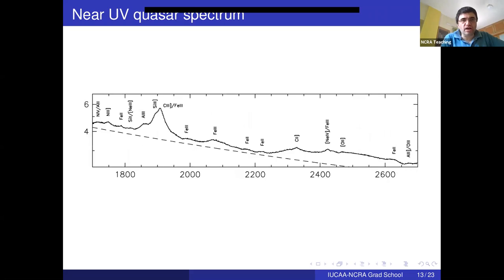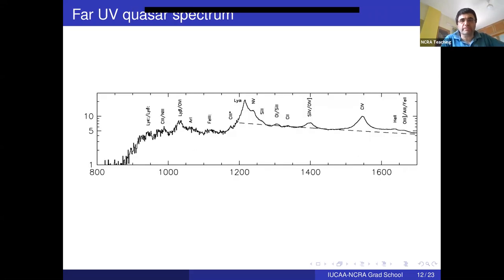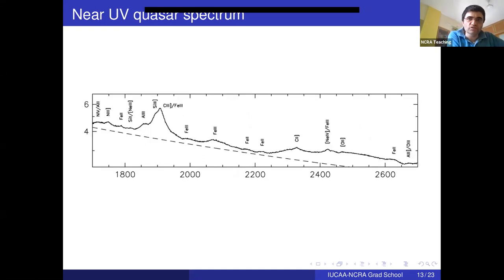Okay, so let's go now from the far UV spectrum. So this is in the far UV band of the spectrum of quasars. Let's look at the near UV spectrum of the quasar. Okay, and which is the big dominant line that you see here?